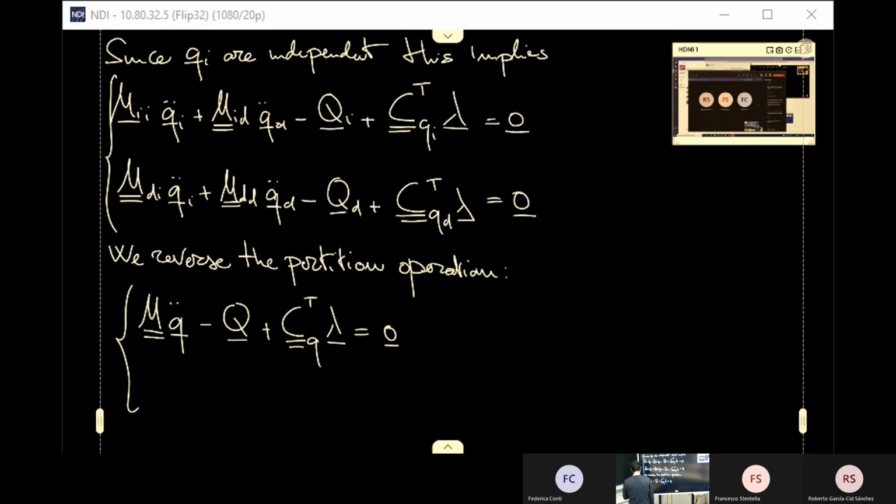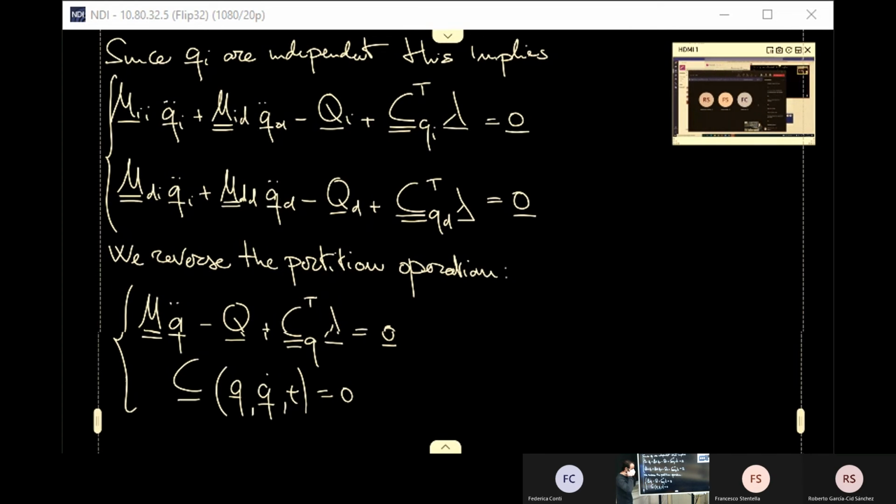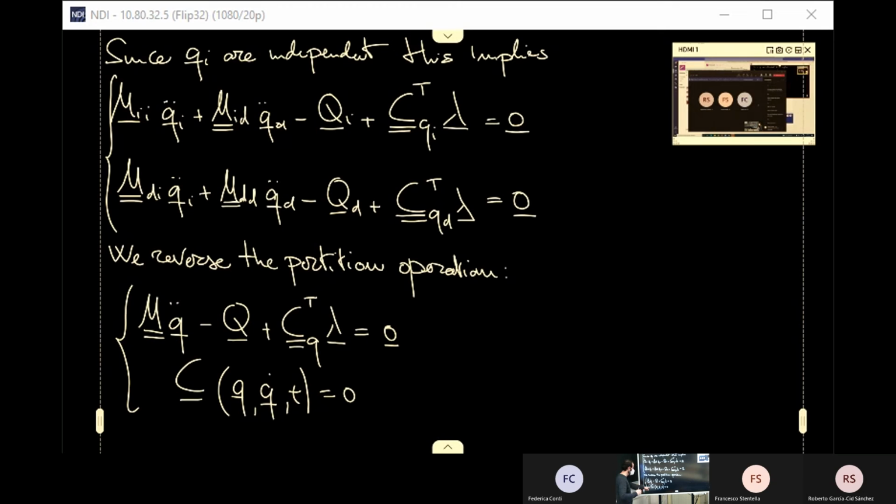And of course, what? The constraints equation, Q dot and time. Okay, because of course, here I cannot embed my constraints equation into the formulation. I have to always take them into account. So this is a mixed, again, differential algebraic system, very difficult to solve.